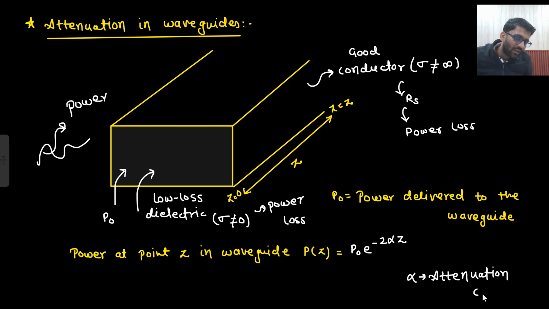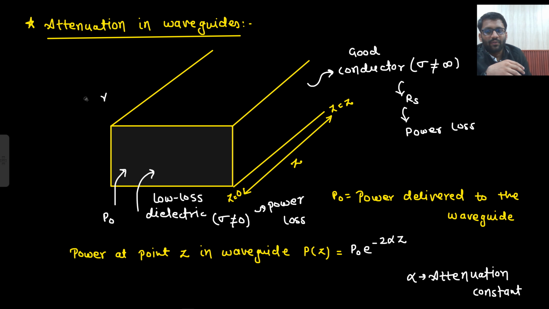Attenuation constant. Why is this attenuation coming? It is coming because of the lossy dielectric and because of the conductor. The conductor does not have infinite conductivity and the dielectric does not have zero conductivity, and because of that, this attenuation constant comes. So the power that came in was P naught, but if it travels a distance of z, then the power will reduce by the factor e to the power minus 2 alpha z.